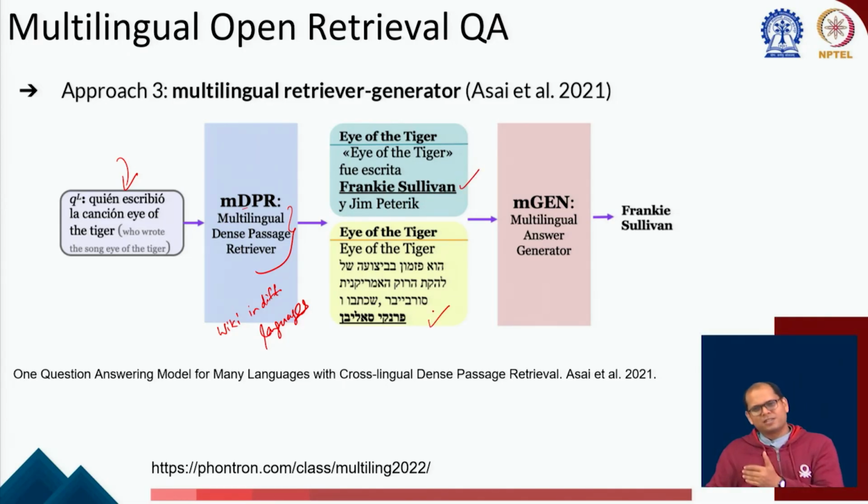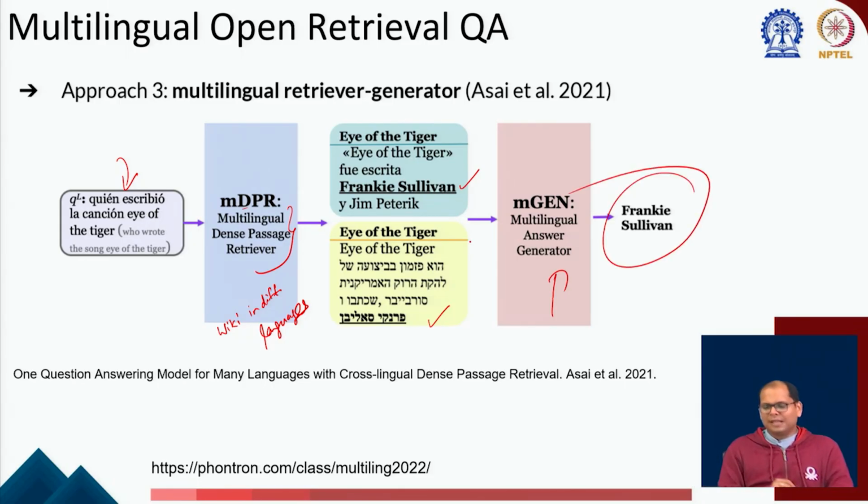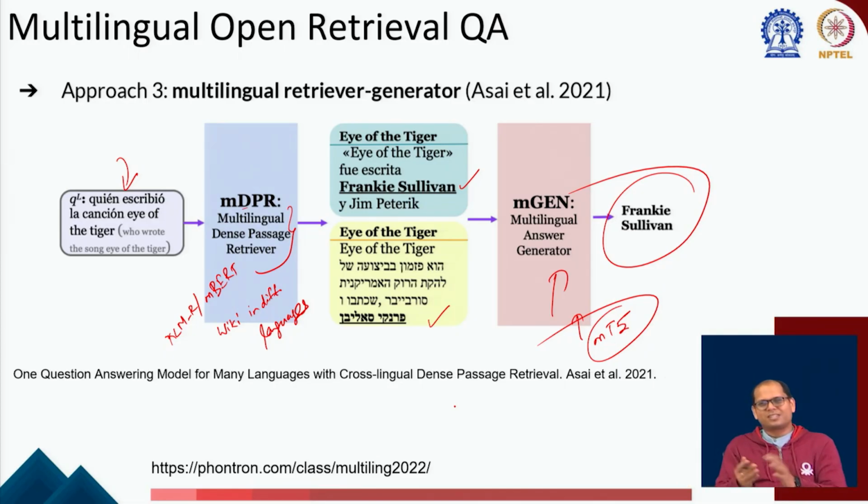So you get all these passages in multiple languages, and then you use a generator to generate the final answer. This generator can be something like MT5, whose encoder can understand multiple languages and which can also generate in multiple languages, right? So you can use something like MBERT or XLMR for your retriever and MT5 for your generator. So that's one approach. You do everything in multilingual space. You don't worry about translation. You just put trust in your multilingual encoder and decoder models. So this is another possible approach.